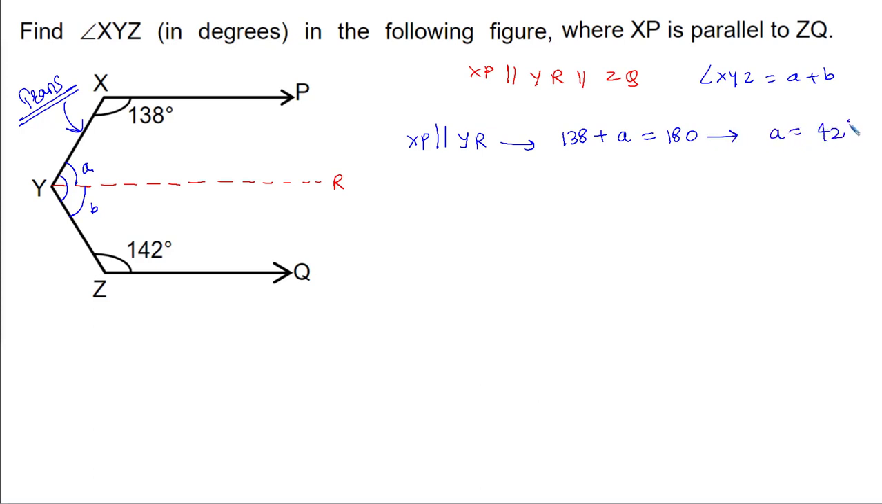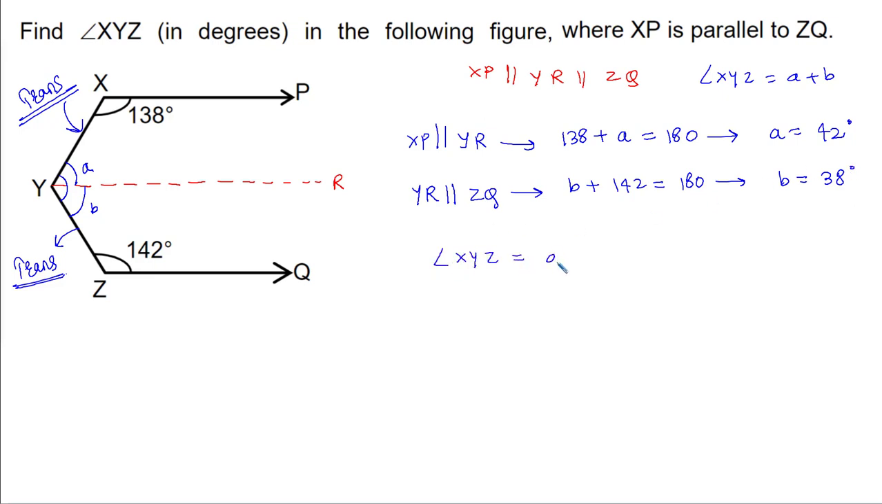If we solve this equation, the value of a is going to be 42 degrees. Similarly, we can see that YR is parallel to ZQ, and here YZ will act as a transversal. So angle b plus 142 is going to be 180 degrees. Let's solve this equation. The value of b is going to be 38 degrees. Now we need to find the value of XYZ. That is going to be how much?